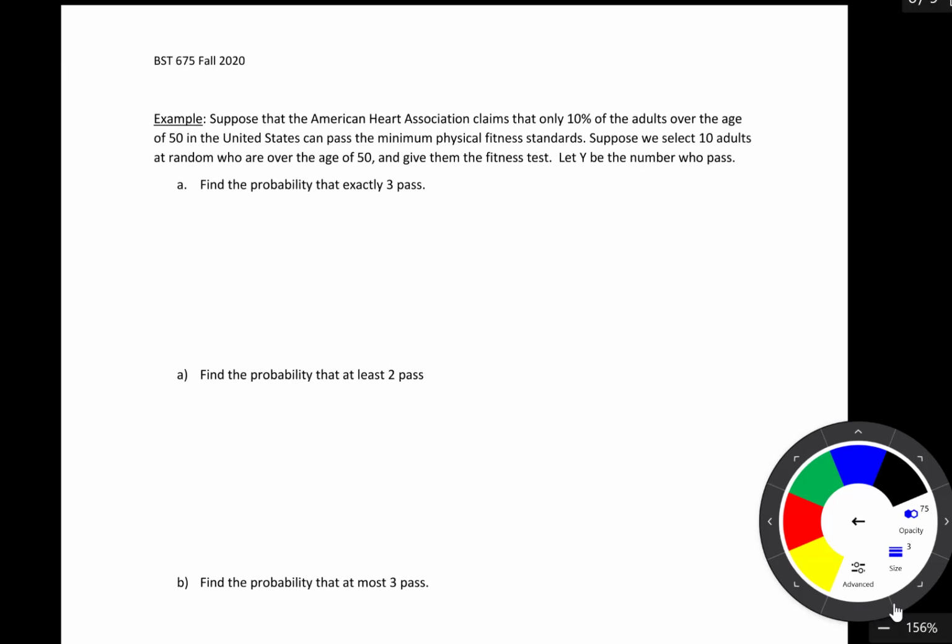Again, we're supposing that the American Heart Association claims that only 10% of adults over the age of 50 in the United States can pass the minimal physical fitness standards. Suppose we're going to select 10 adults at random who are over the age of 50 and give them the fitness test. We're going to let Y be the number who pass. First we want to find the probability that exactly 3 pass. So this is the probability that capital Y is equal to 3.